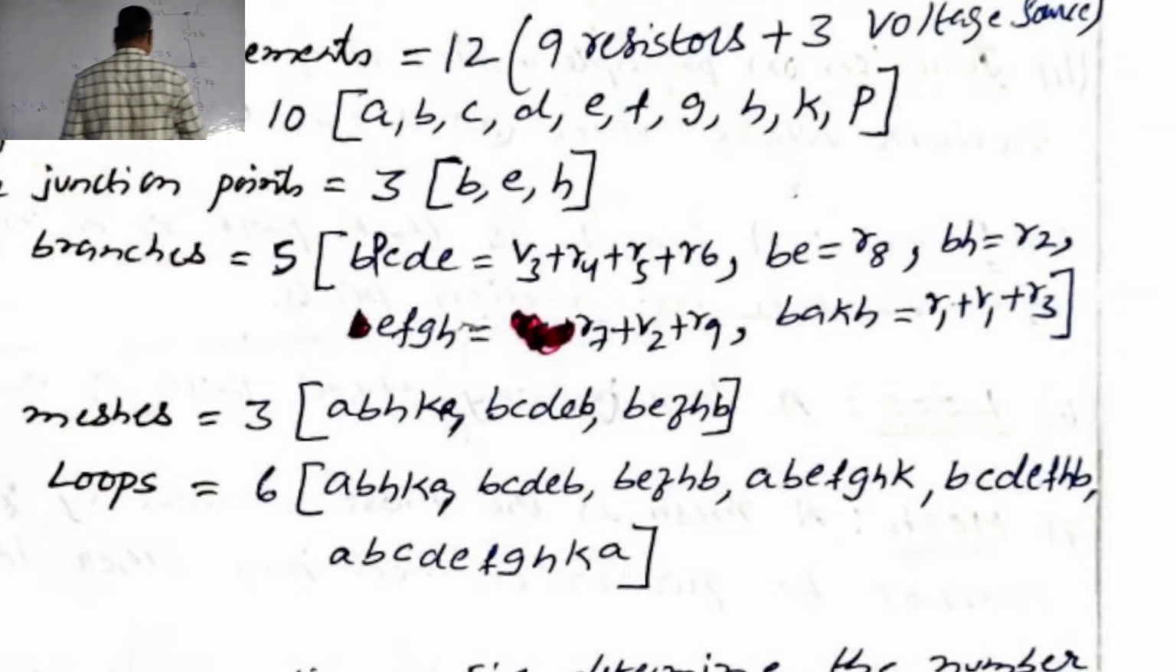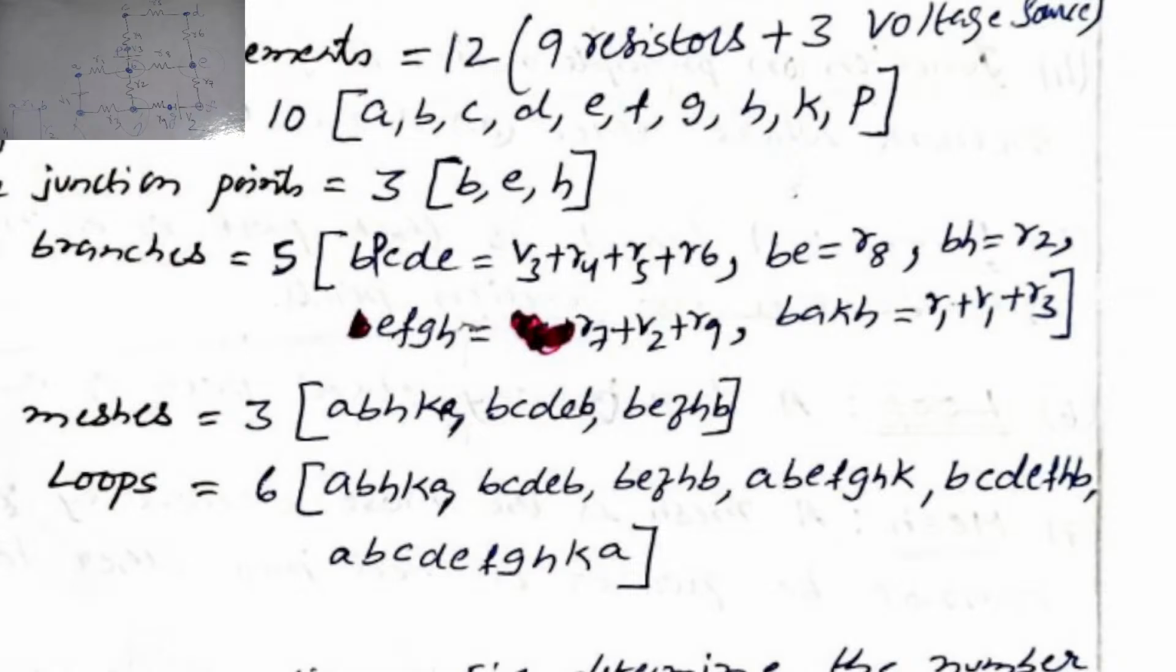Second branch. Can I say this is the branch? B and H, middle, which lies between. What is the element here? R2. Second branch is R2. What is the answer? BH. Is BH there? Yes, BH is equal to R2. BH is the second branch out of 5, which lies between two junction points.